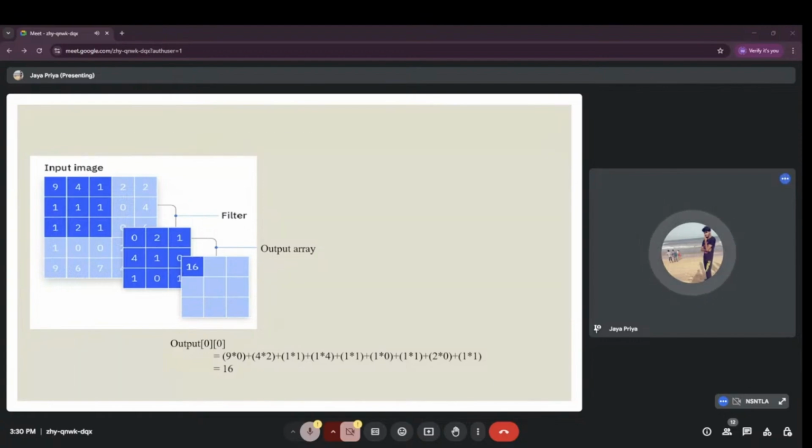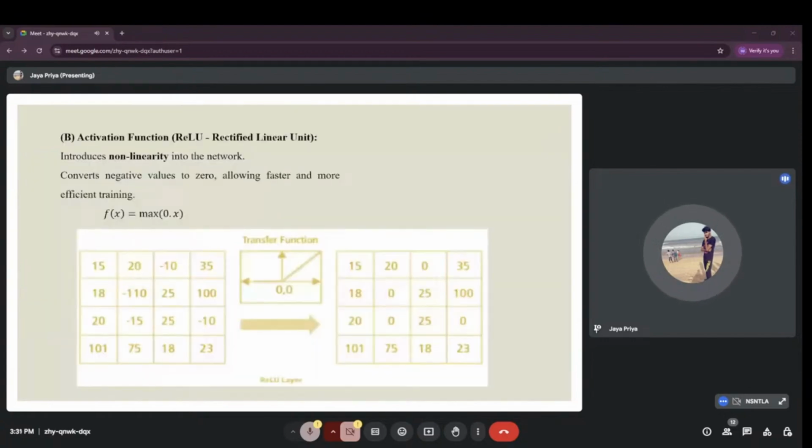Next, activation function. Most often used is the ReLU activation function. It replaces all negative values with zero while keeping positive values unchanged. The ReLU activation function is defined as maximum of 0 comma x. See the example. All negative values become zero. The positive values are not changed. The ReLU function introduces non-linearity, helping the convolutional neural network learn complex patterns, reduces the vanishing gradient problem, making training faster.